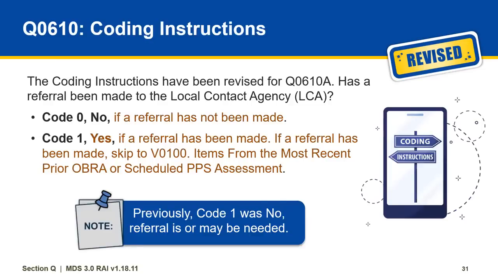The coding instructions have been revised for Q0610A. Has a referral been made to the local contact agency, LCA? Code 0, no, if a referral has not been made. Code 1, yes, if a referral has been made. If a referral has been made, skip to V0100, items from the most recent prior OBRA or scheduled PPS assessment. Note that previously, code 1 was no, referral is or may be needed.